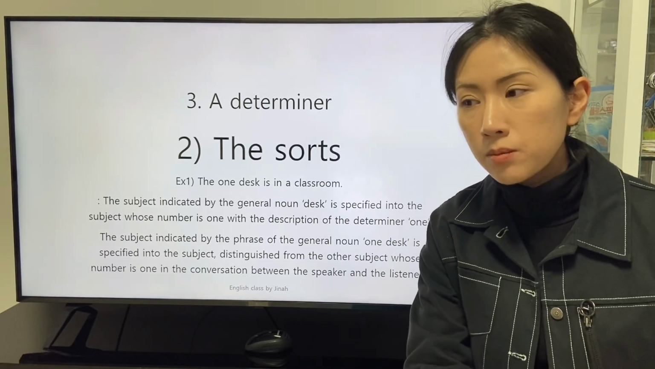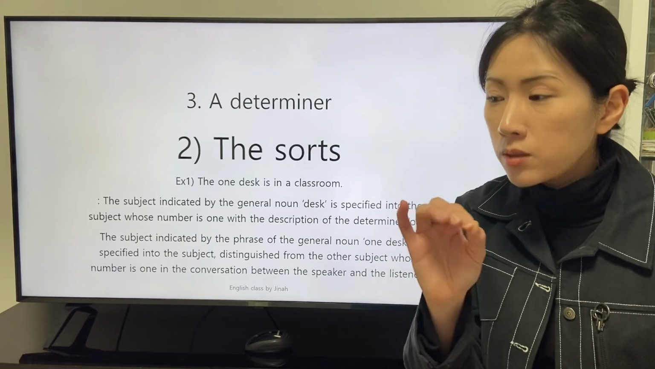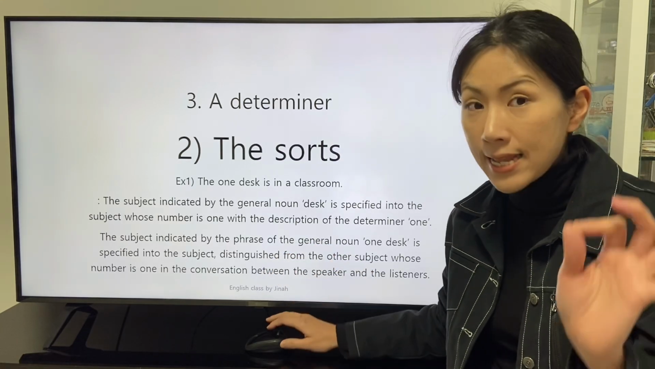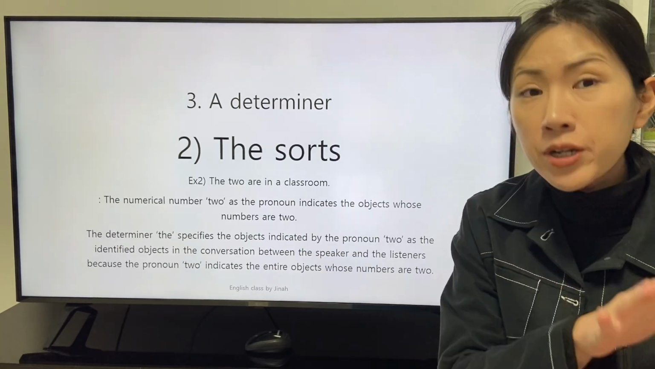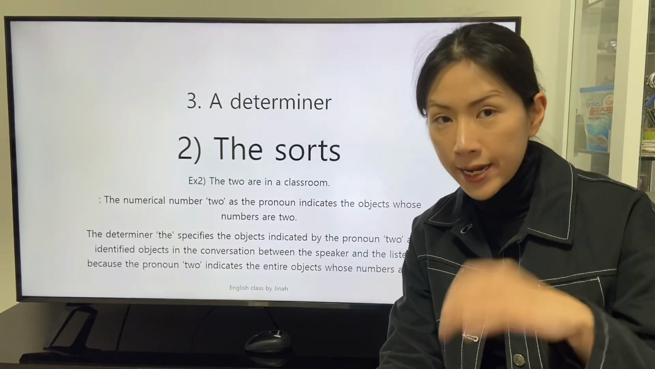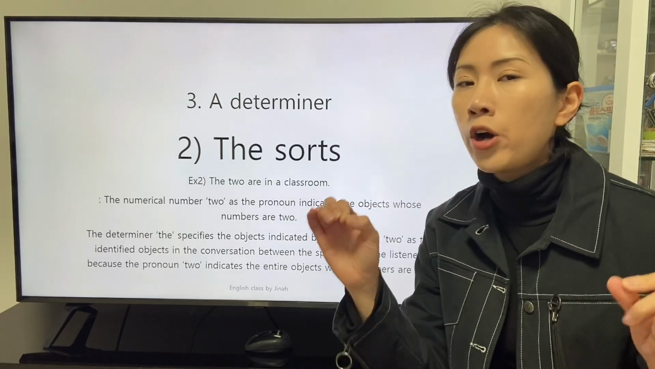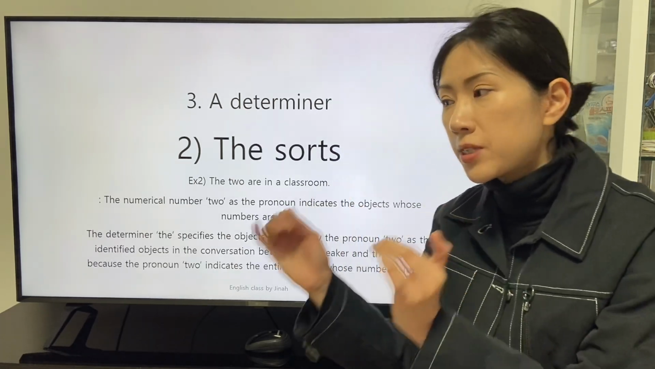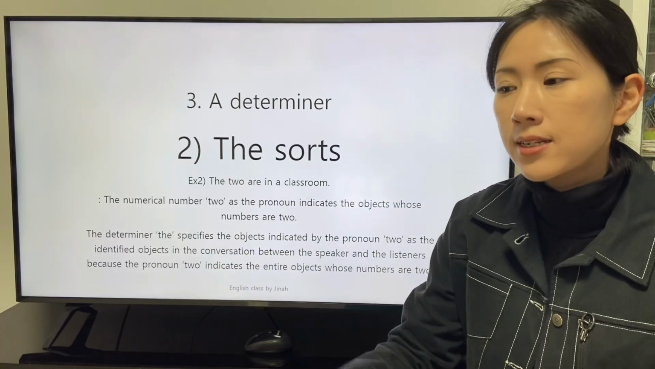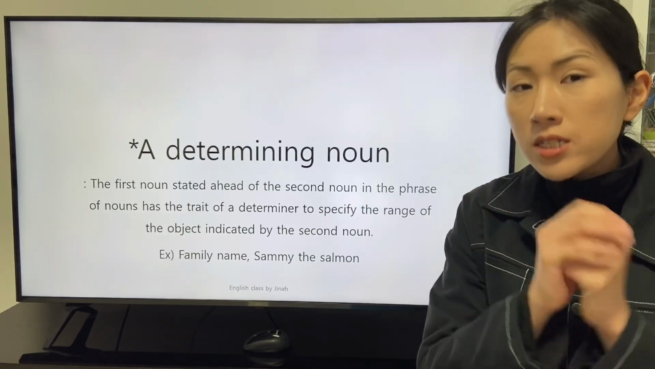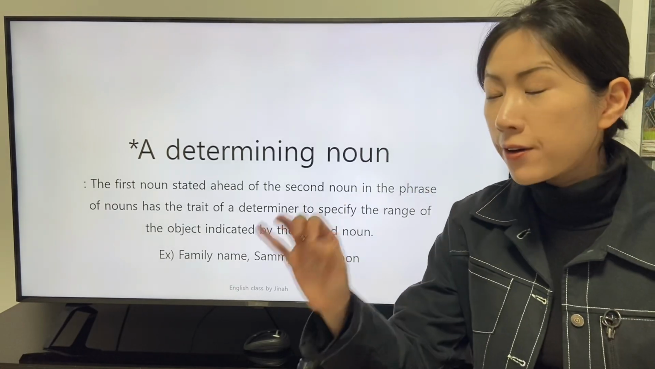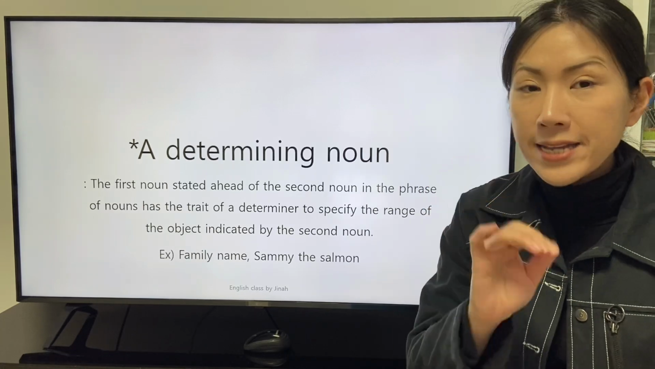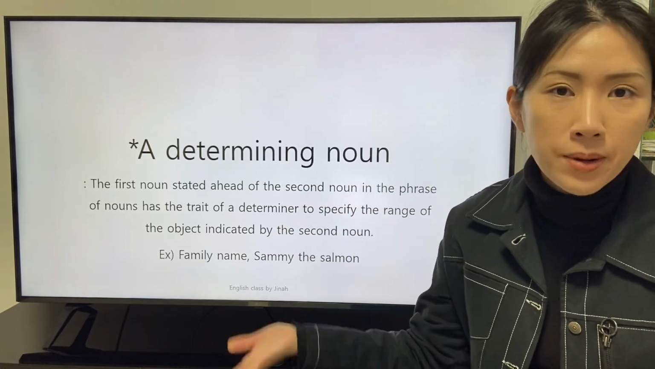The specification by the numerical number one is limited to the object indicated by the general noun desk. The numerical number two indicates the object whose number is two. Any objects are okay if the objects are identified as two. As a determiner has the trait of the pronoun, the noun also has the trait of a determiner.